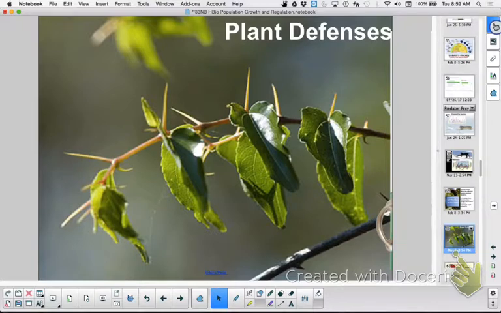Their thorns are hollow, and they provide food and shelter in the hollow thorns for ants. So when an herbivore comes over and starts to eat them, then the ants swarm on that herbivore, and so the herbivore goes away. So that is a symbiotic relationship between an insect and a plant, and it works out to both of their benefits. So that's an example of mutualism, and we'll be talking about that.